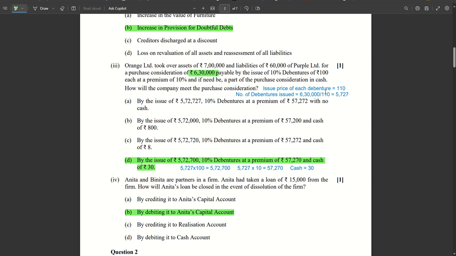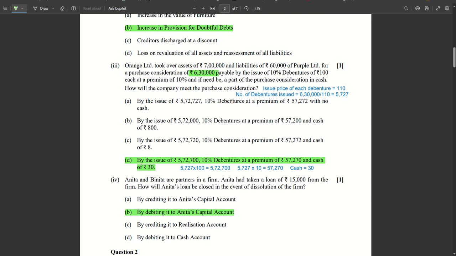Purchase consideration divided by the issue price gives us 5727 rounded off. You'll get some fractions. Debentures cannot be issued in fractions, so we take the rounded off figure, 5727. And now if you do the calculation, 5727 into 100, which is the face value, and 5727 into 10, which is the premium, you see that rupees 30 is falling short, and that is to be paid off in cash. So answer D is your answer, option D.